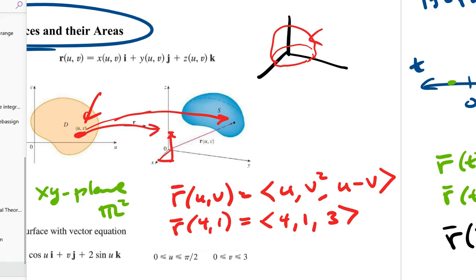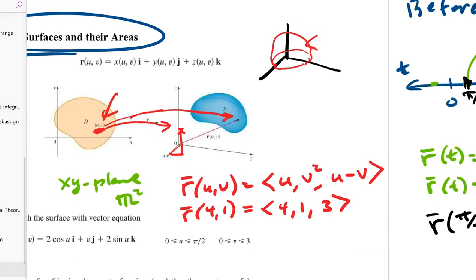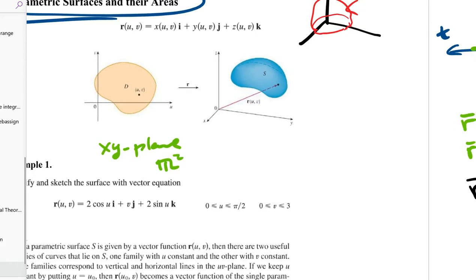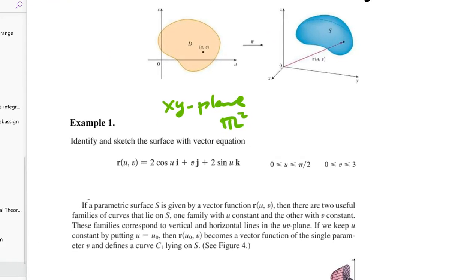All right, and we use vectors to do this if you want. Vector notation if you want. All right, so that's how it's done. Now, in order to find out what these are, if I give you a parameterization, like here, I hate the i, j, k stuff. r of u, v just gets in the way. It's 2 cosine u, v, and then 2 sine of u.